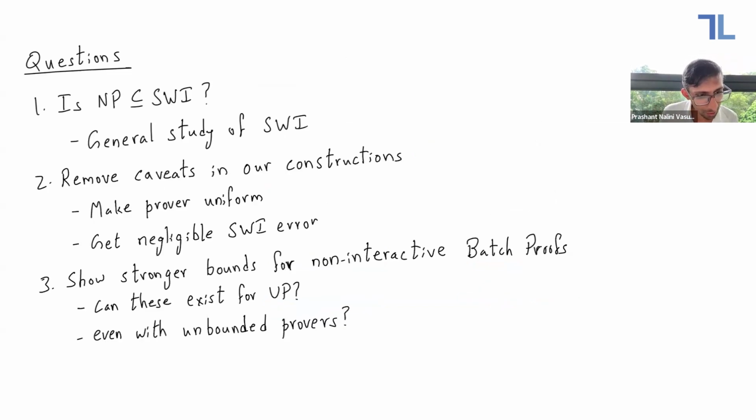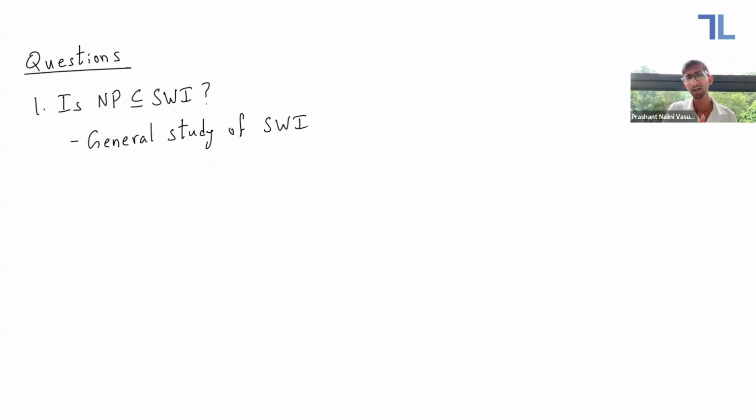I'll just leave this. So yeah, there are a bunch of questions that remain to be answered here. First of all, we started out trying to answer the question of, can all of NP have these proofs? And we reduced it to this question: does all of NP have SWA proofs? But we do not have good answers to this question, one way or the other. And this motivates a study of these kinds of proof systems and the class of languages which have these proof systems in general, which we don't have so far.